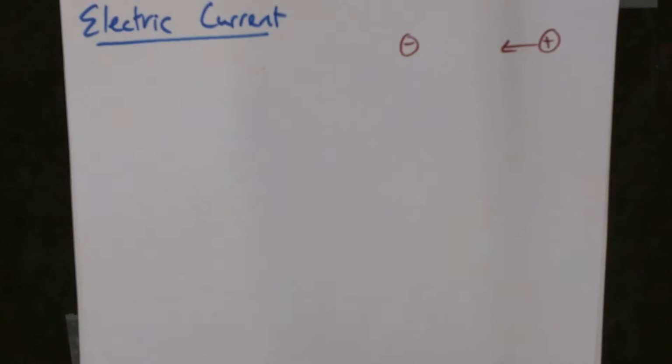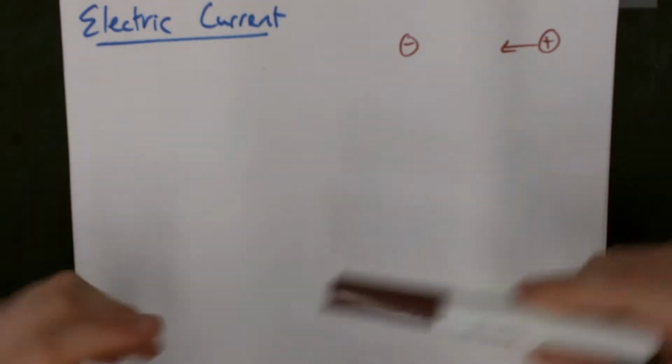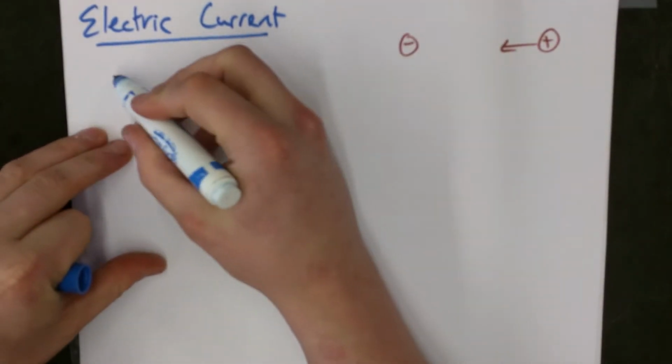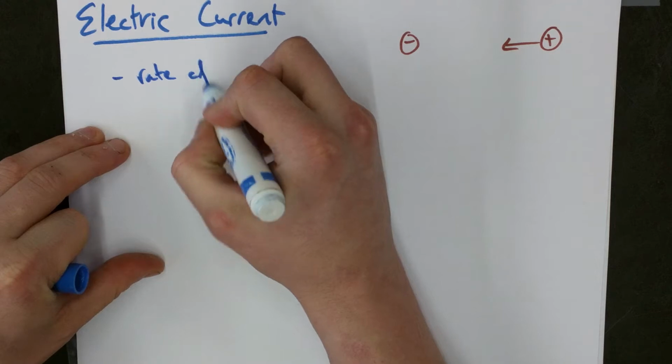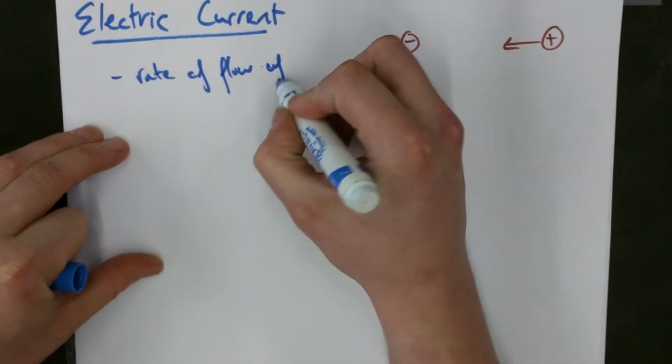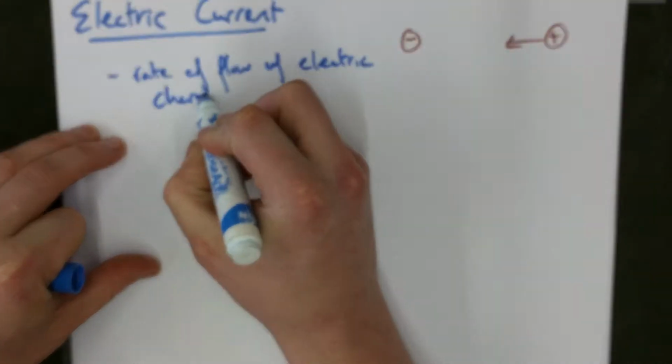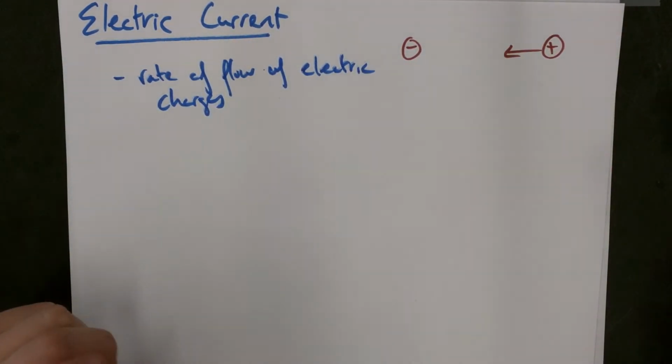Now we're moving towards electric current, and ultimately to circuit diagrams and thinking about how charges would move within a circuit. Now, the electric current will be defined as the rate of flow of electric charges.